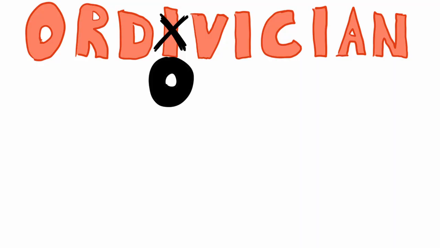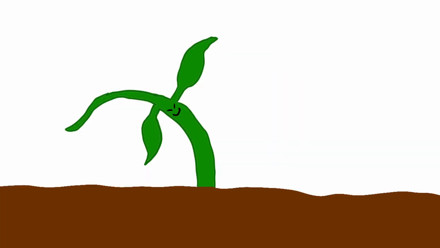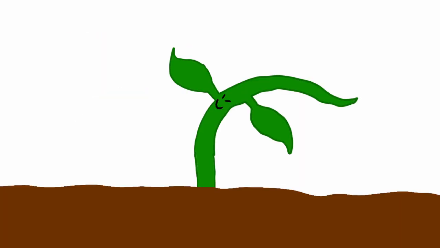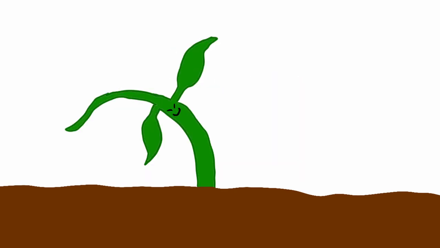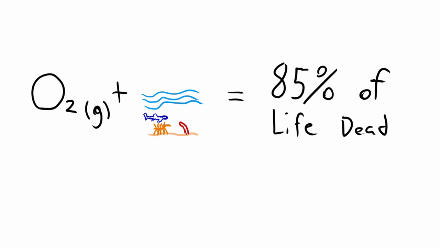The Ordovician period, from 485 million years ago to 444 million years ago, saw life continuing to flourish, with fish particularly taking a hold, developing jaws near the end of the period. It also saw the beginning of the first plant life on land. This period ended in the Ordovician-Silurian extinction, which killed up to 85% of life.